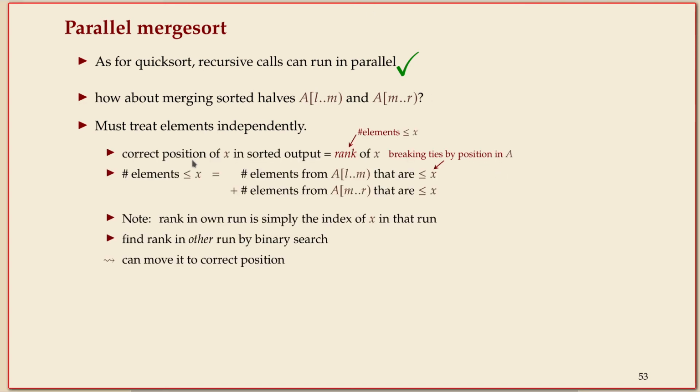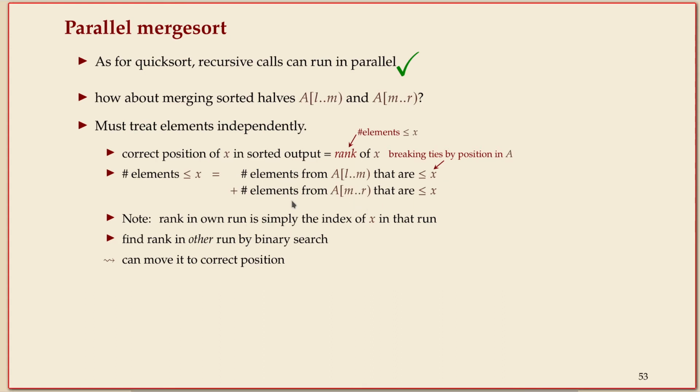The key idea is, if I have an element in one of the two sorted runs, and I want to know where does it go into the merged result, I need to know its rank in the output. How many elements are smaller than this guy in the merged result? And this rank is the sum of two ranks. It's the sum of the ranks in the two runs. That's what this equation is saying.